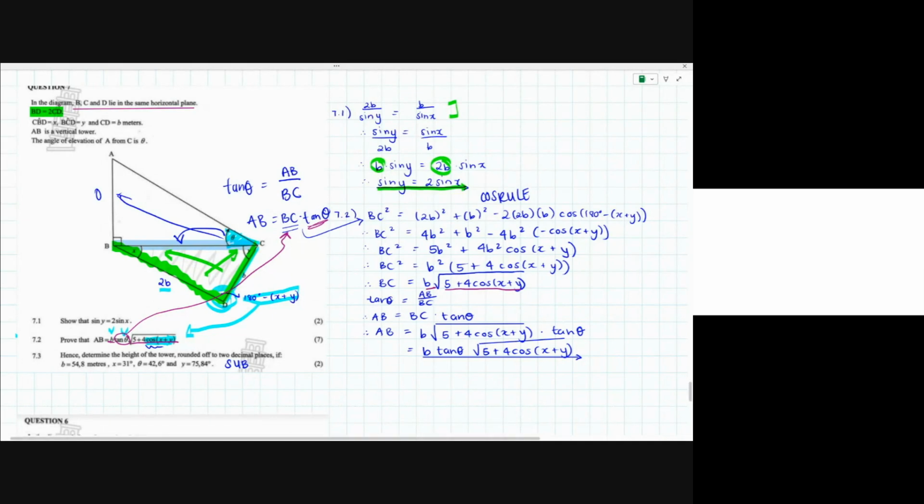This was a really nice one because we don't actually often use cos rule. We often use sine rule. So this was a really nice example.